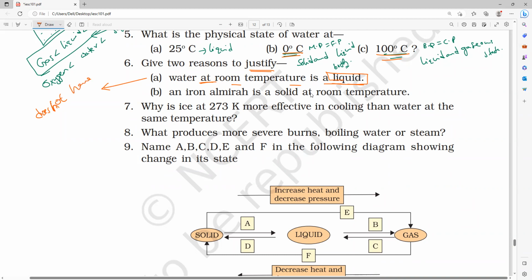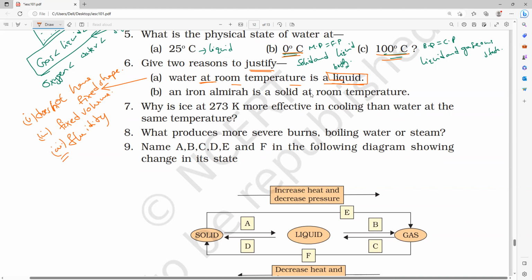How can you say it is a liquid? That is what I am asking. It does not have a fixed shape. Understanding? Next, does it have a fixed volume or not? And if I pour it down, it will show a property. What is the property it will show? Fluidity. They asked two reasons. I gave three reasons. What else do you want?